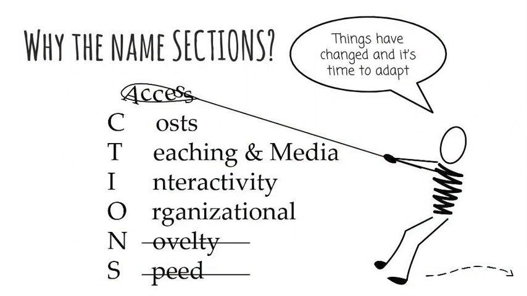The original version of the model was developed in 1988 as ACTIONS. In 2003, Bates and Poole updated ACTIONS, replacing the A for Access with S for Students and E for Ease of Use. In 2015, the model was revised once again to acknowledge the significance of networking as well as the issues of security and privacy.